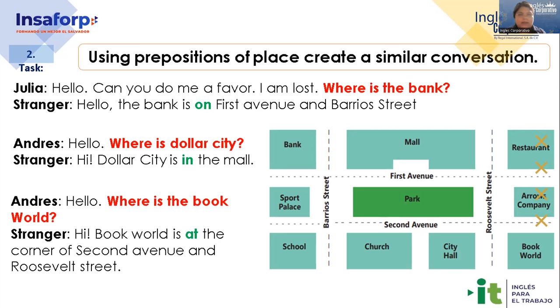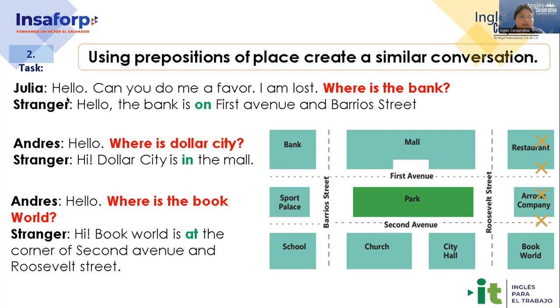Entonces vamos modificando las ubicaciones. You can modify that, and you can also use some other addresses that you know, at name of the streets. Pueden hacerlo también real, ¿verdad? Pueden ser ubicaciones que ustedes ya conocen, como nombres de calles o parques. Si no, lo vamos haciendo con Barrios Street, Roosevelt Street, First Avenue, Second Avenue. Lo importante es que practiquemos por lo menos con este mapa.